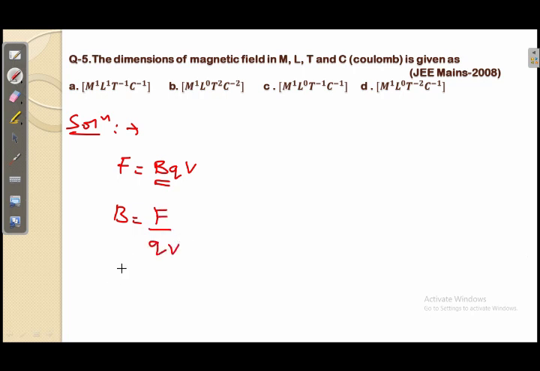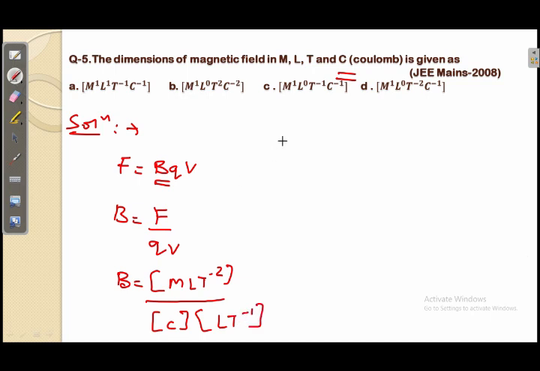So simply apply the dimension formula of each quantity. F is nothing but the force, having the dimension formula MLT raised to minus 2, divided by Q, which is nothing but the charge and having the dimension C, as given in the question, and velocity having the dimension LT raised to minus 1.